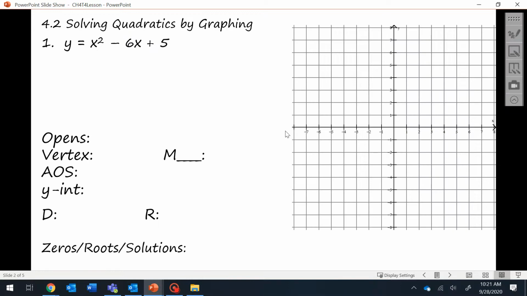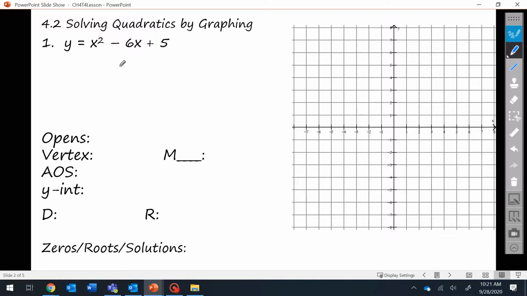So here we have a quadratic equation that we want to graph. y is equal to x squared minus 6x plus 5. This is in standard form, so we identify the a, the b, and the c. a is 1, b is negative 6, c is 5. This opens up because a is 1, which means that our vertex will be a minimum.